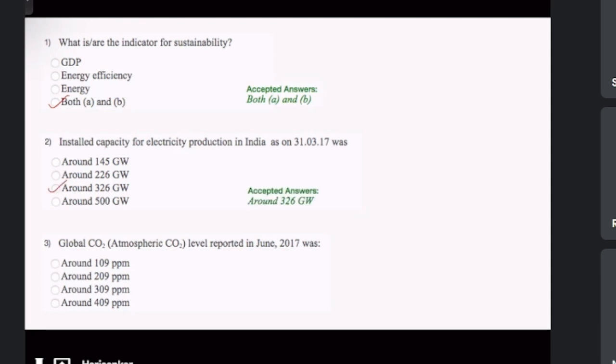Yes, it is 326 gigawatts. Just from these questions, you can guess that I think the current assignment pattern also follows this kind of questions. Mostly the questions are theoretical in nature, and maybe one or two numerical problems per assignment, I feel. But most of these questions are pretty straightforward from what you learn in the lectures. That's what I was able to understand from the previous year questions as well as the current year questions.